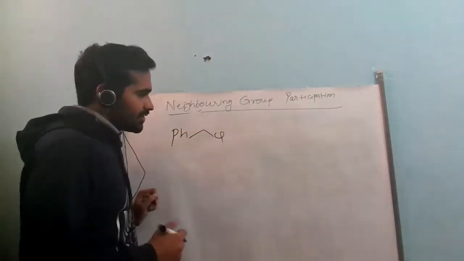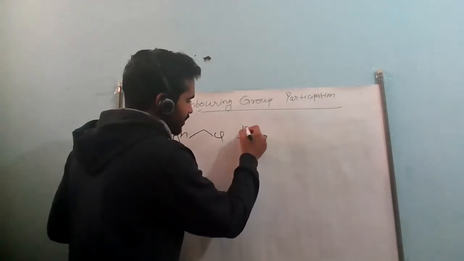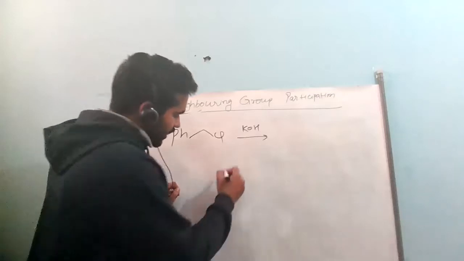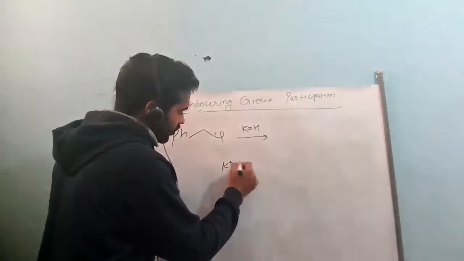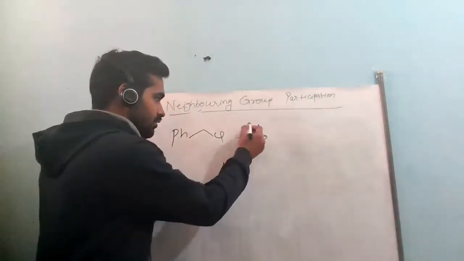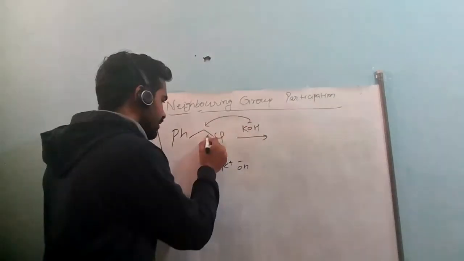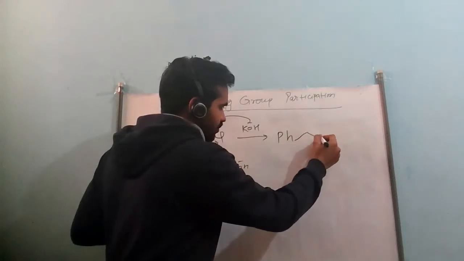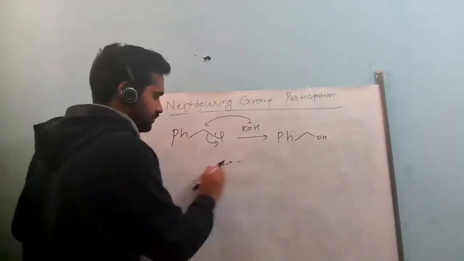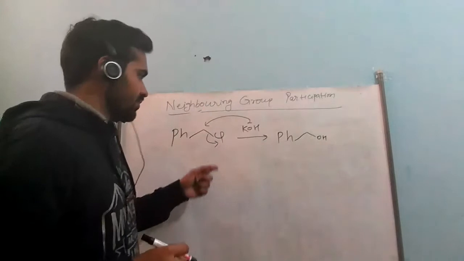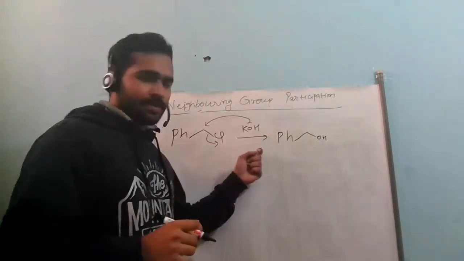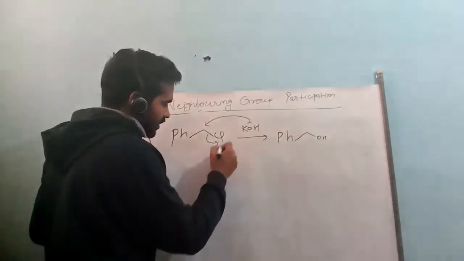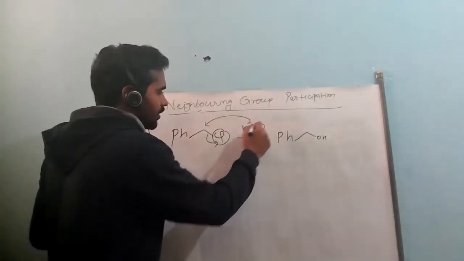PhCH2Cl, and suppose if I add aqueous KOH here, and we know that from KOH we get K plus and OH minus. So this OH minus will attack here and this C-Cl bond will cleave out and we will get PhCH2OH. So from here, can you observe what happened? See, in this reaction, we have two functional groups. One is chloride and one is hydroxy.